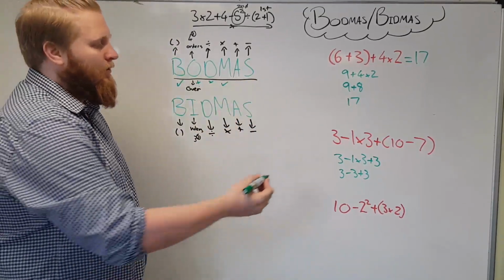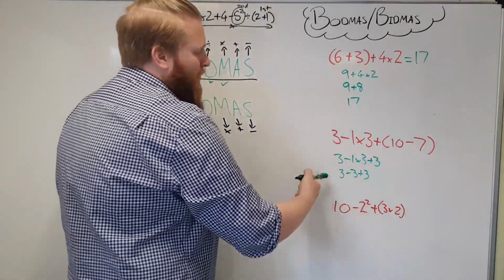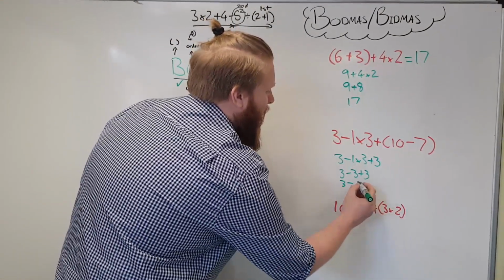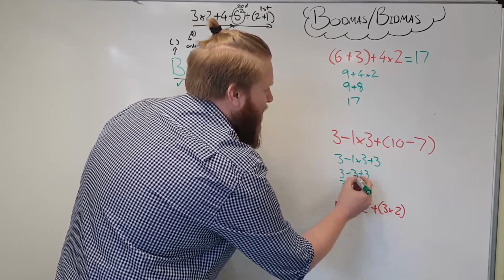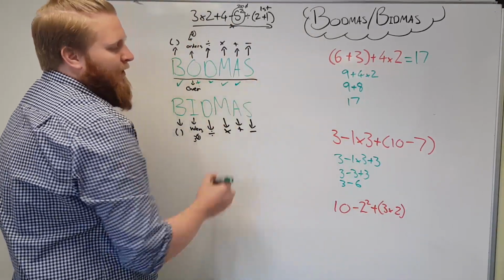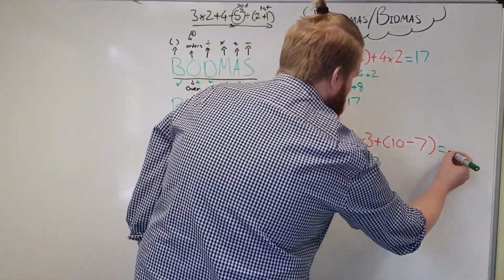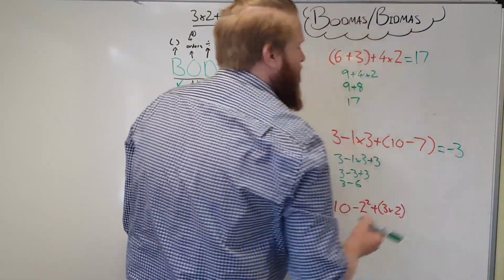So now we've got addition. We've got our addition on the end there. So we've got 3 take away 6, because 3 plus 3 is 6. And lastly, we've got 3 take away 6. So our answer is going to be minus 3.